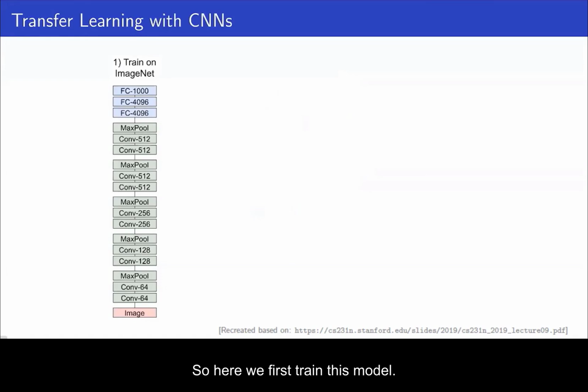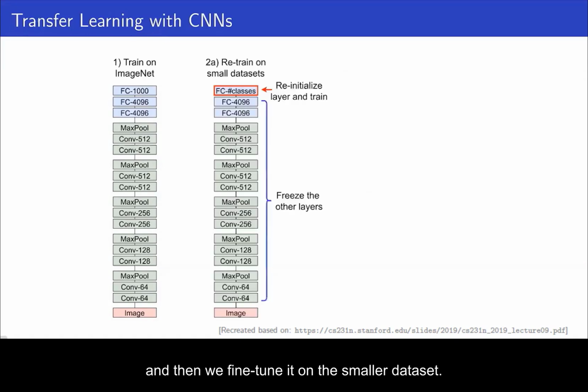So here we first train this model. Here we have the VGG13 architecture, which performed really well on the ImageNet challenge. And we first trained this on the ImageNet dataset, which has about 14 million images. And then we fine-tune it on the smaller dataset.